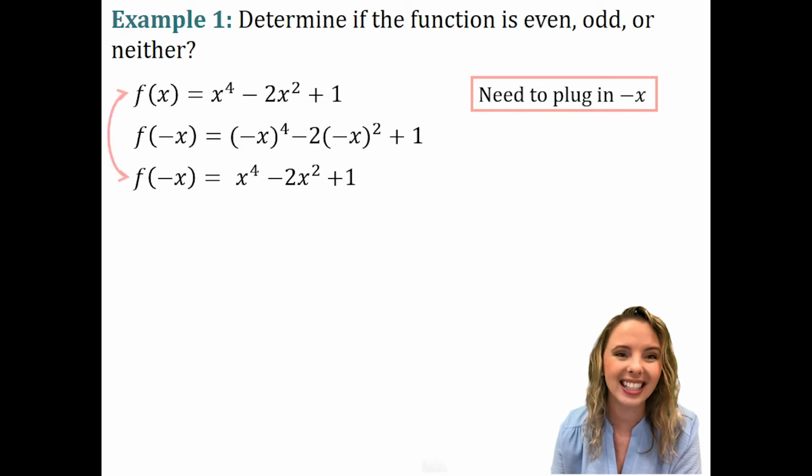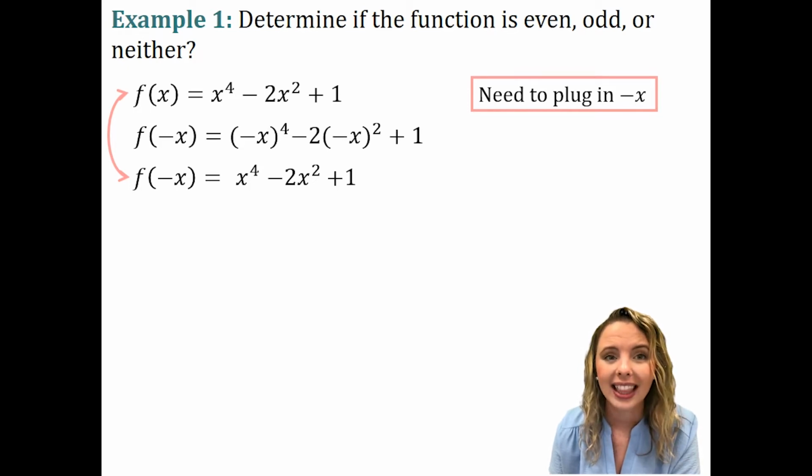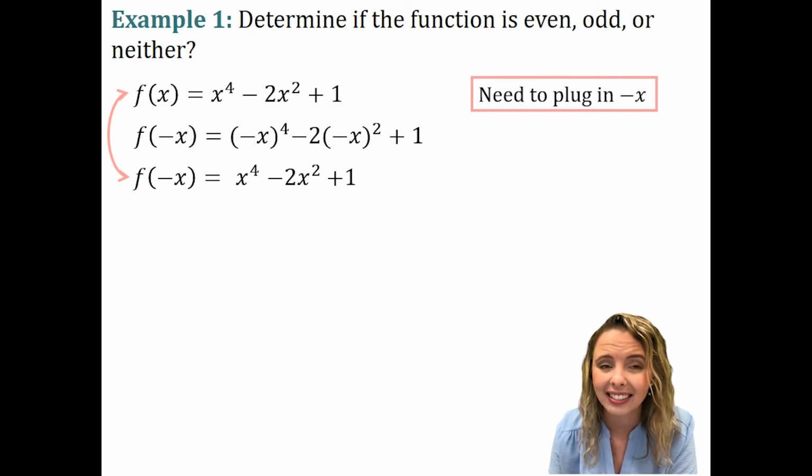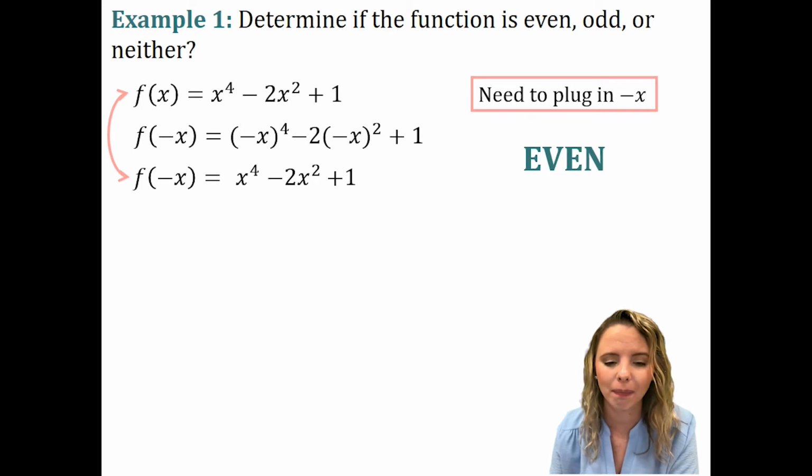We want to compare this line 3 with line 1. What we notice is on both lines we have positive x^4. On both lines we have negative 2x^2, and on both lines we have positive 1. These lines are the exact same. Exact. Not almost, but the exact. So we have an even function.